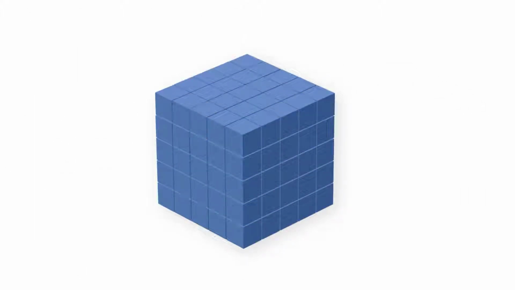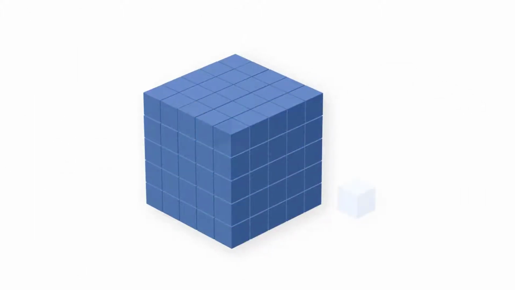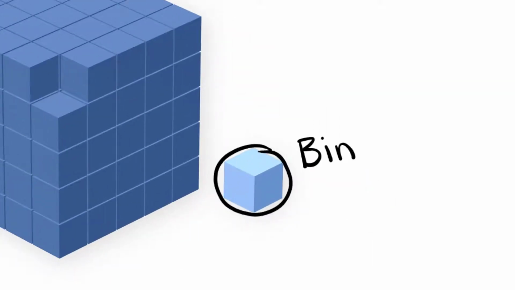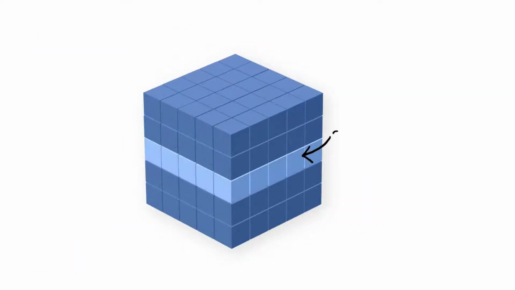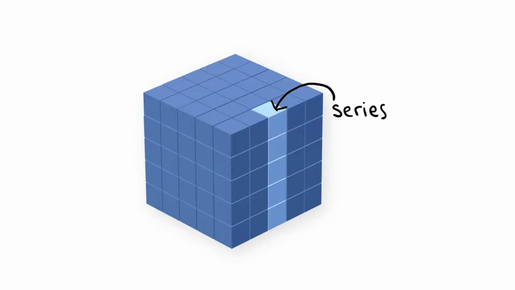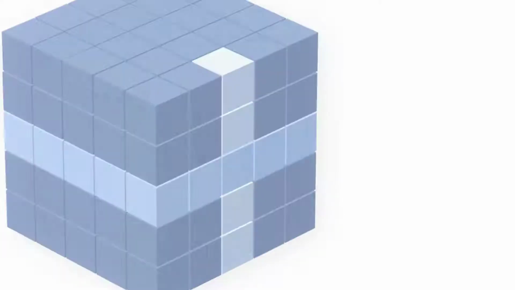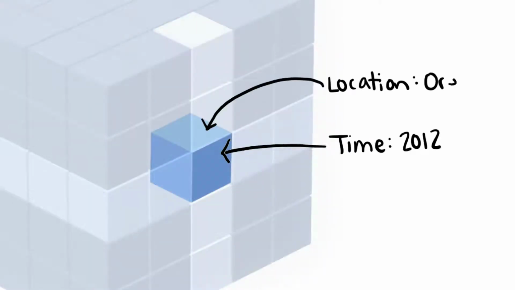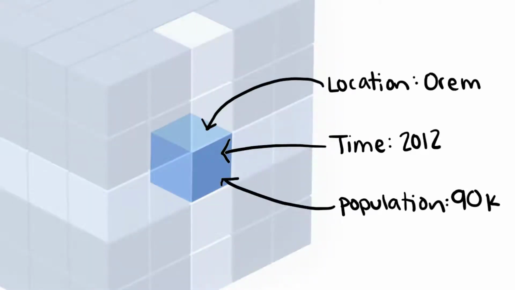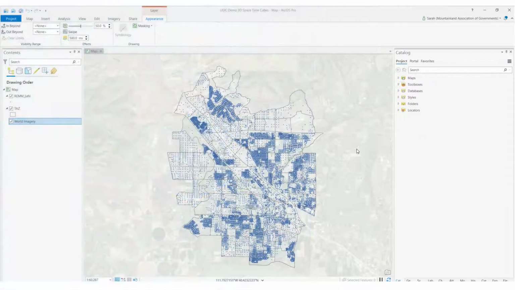This is what a Spacetime Cube looks like. Each little cube is called a bin, and each horizontal group of bins is called a slice, and each vertical group of bins is called a series. Each series has an XY location, and each slice is a designated period of time. In other words, each bin represents a spatiotemporal location containing a value for your data. Simple as that, right? For reals though, let's do it in ArcGIS Pro and see what it actually looks like.